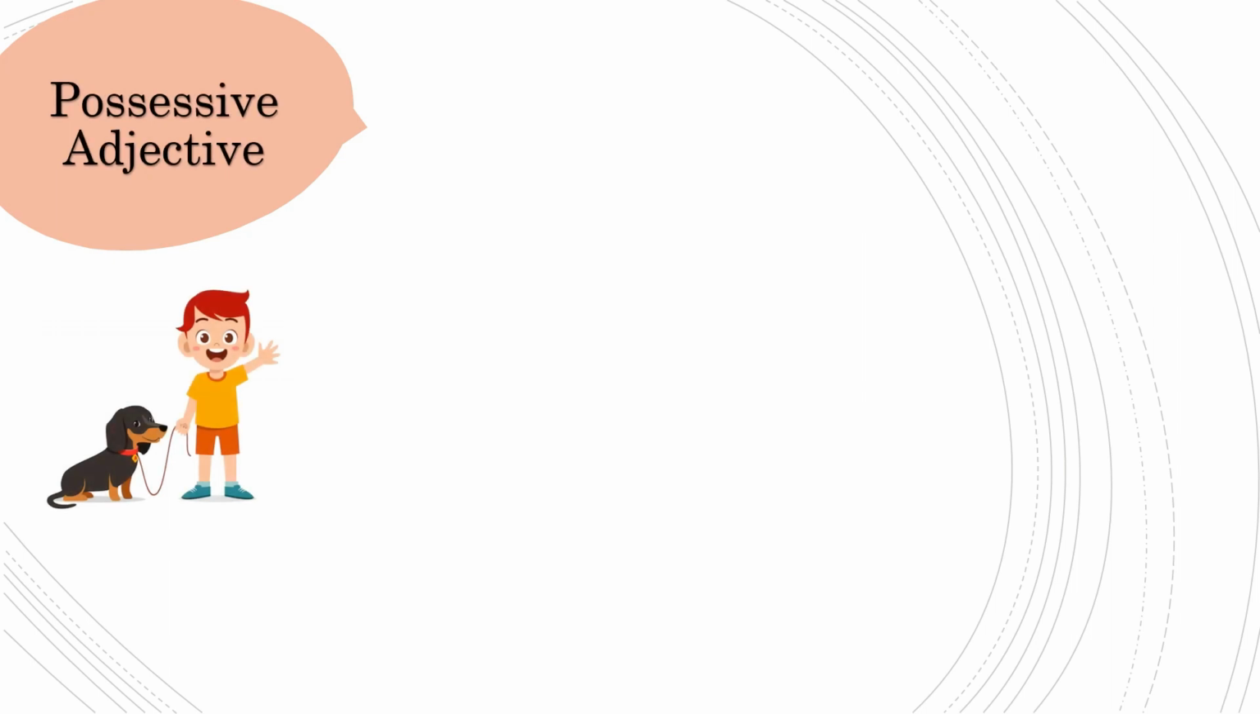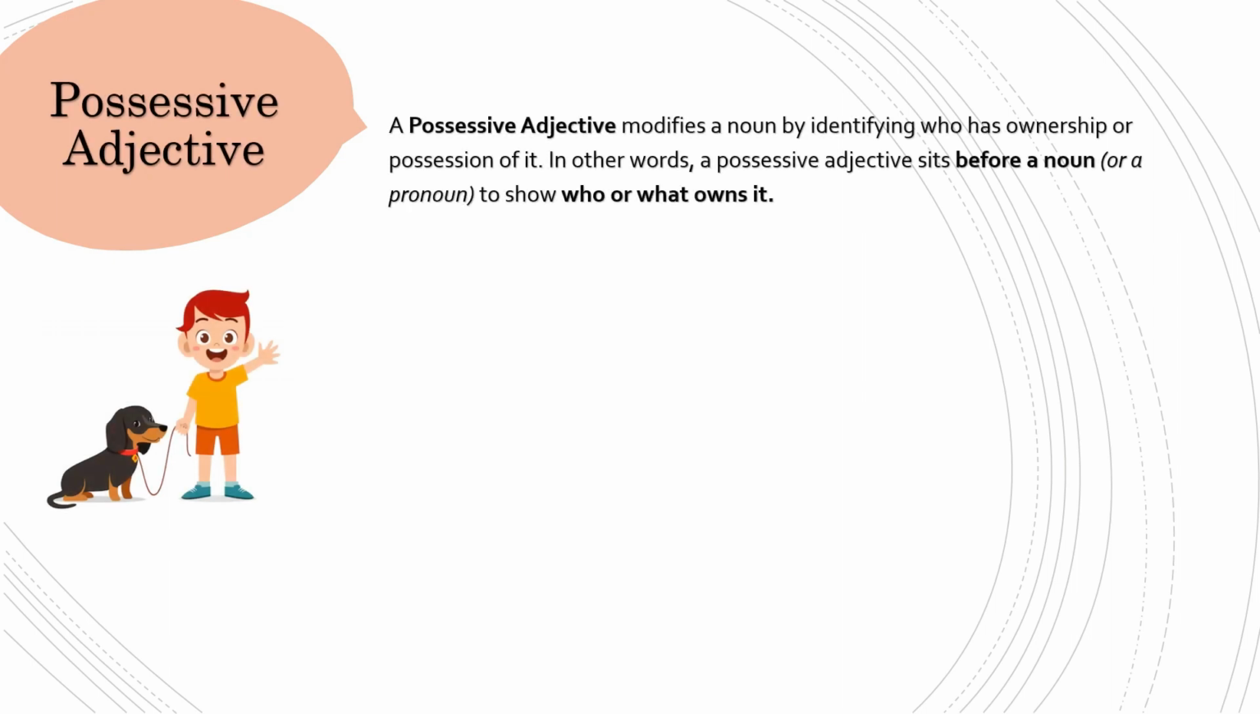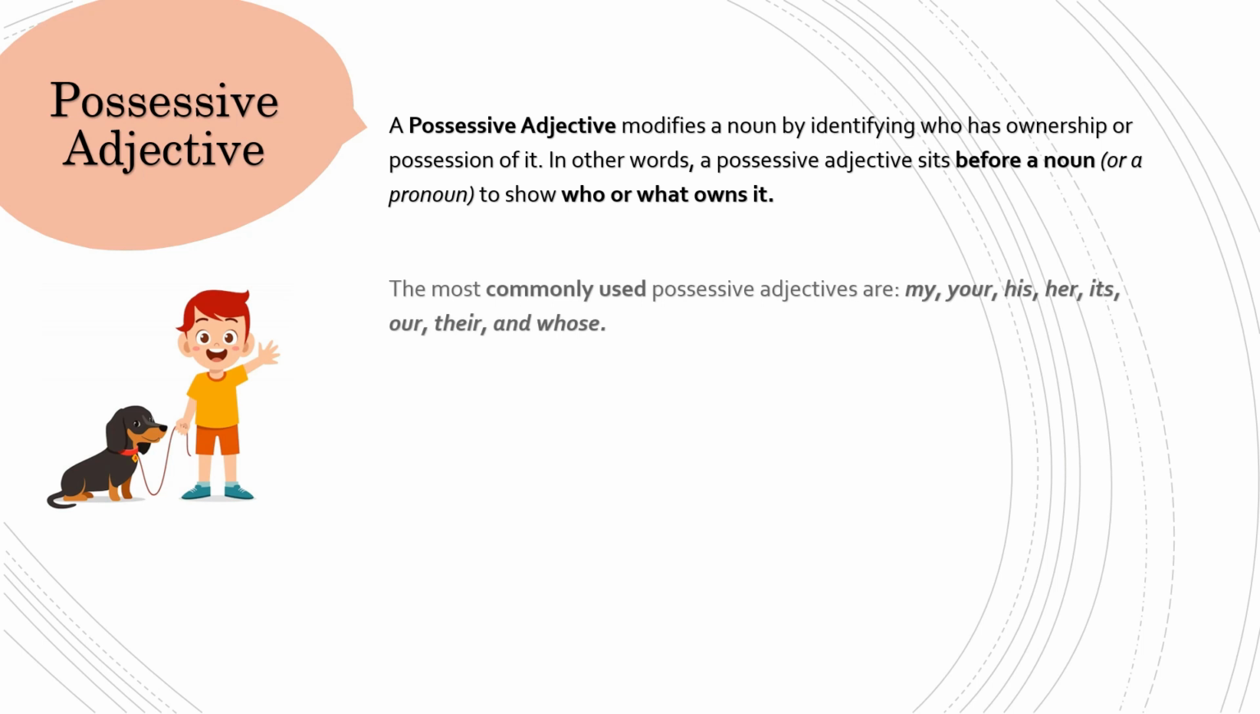Possessive adjective. A possessive adjective modifies a noun by identifying who has ownership or possession of it. In other words, a possessive adjective sits before a noun or a pronoun to show who or what owns it. The most commonly used possessive adjectives are my, your, his, her, its, our, their, and whose.